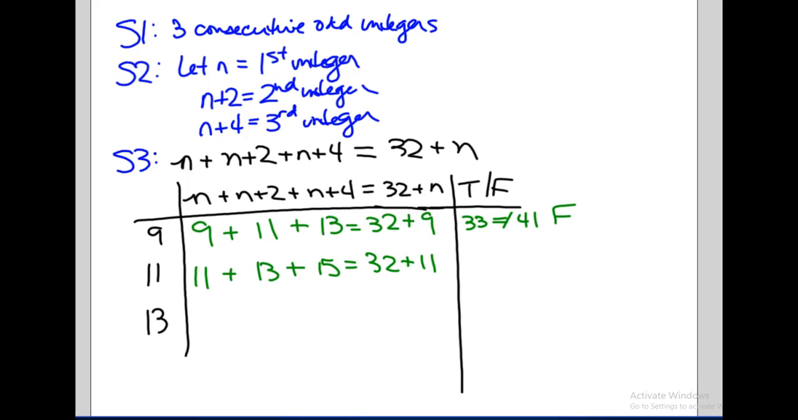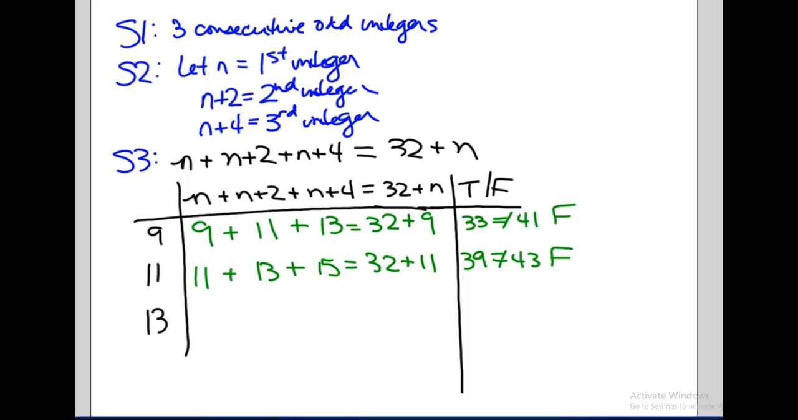So what do we have this time? We have 10, 20, 30, 8, 39. I think that's right. 39. Well, 39 does not equal 43, so that's false.